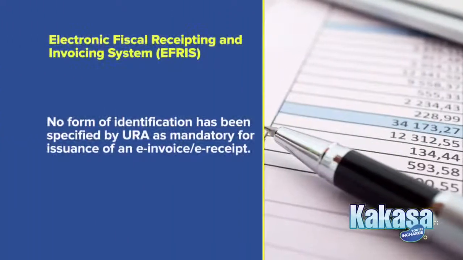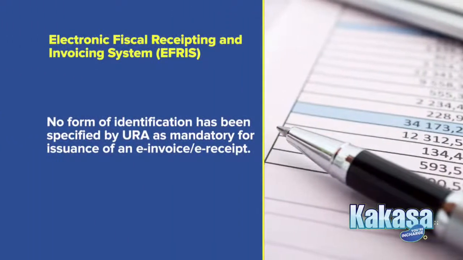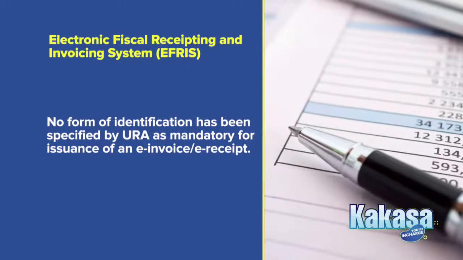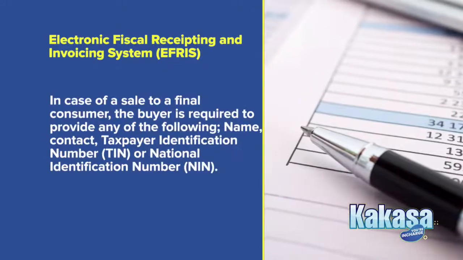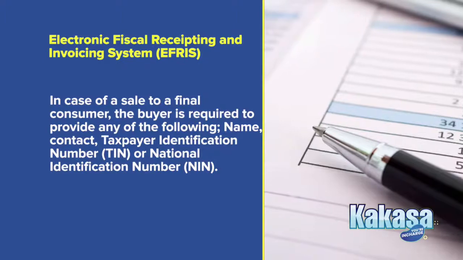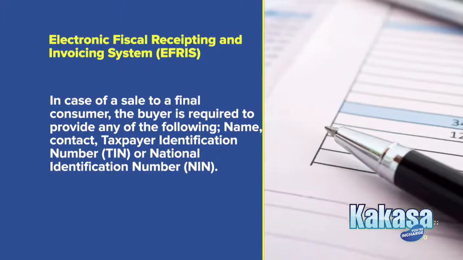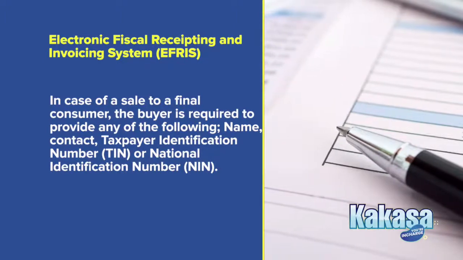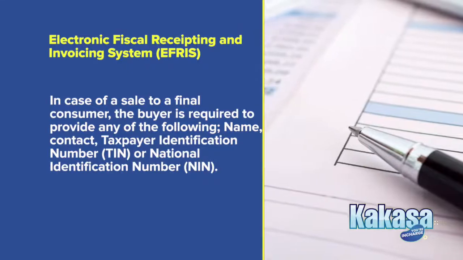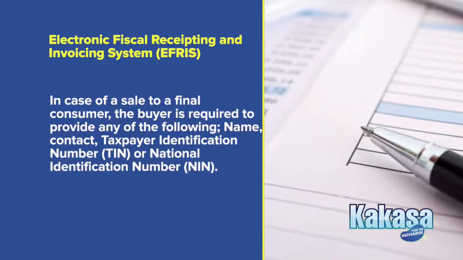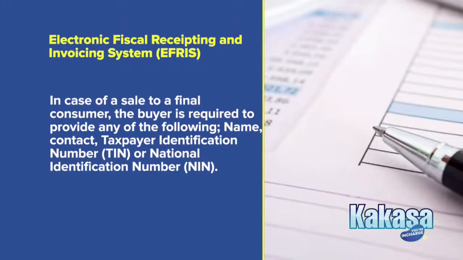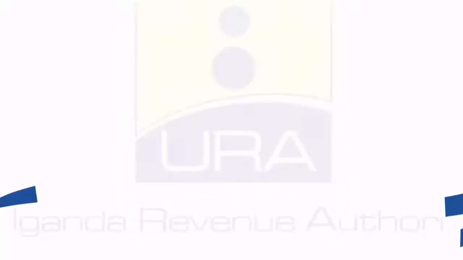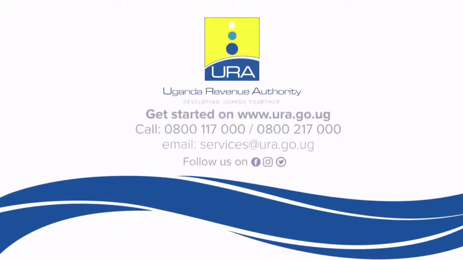No form of identification has been specified by URA as mandatory for issuance of an e-invoice or e-receipt. In case of a sale to a final consumer, the buyer is required to provide any of the following: name, contact, taxpayer identification number, TIN, or national identification number. Uganda Revenue Authority, developing Uganda together.